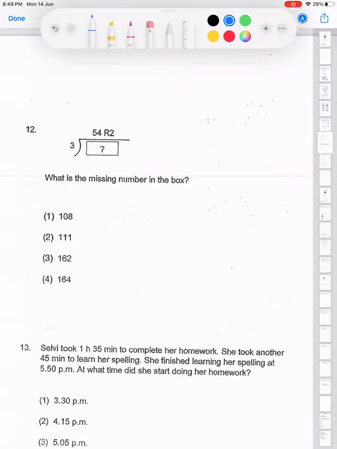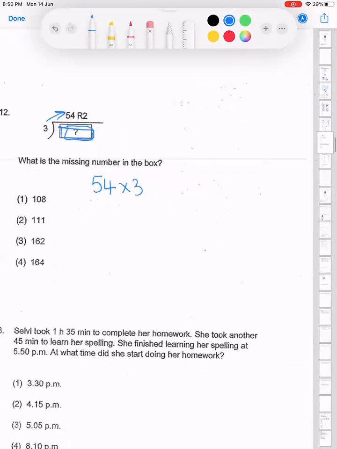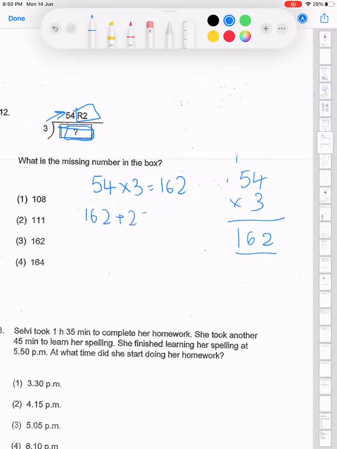Okay. So for this, we know that to get this answer, we need to work backwards, right? So since this is divide, let's multiply. So let's see, 54 times 3 first. Okay, let's write the working. 4 times 3, 12. Bring the 1. Equals 162. And we have a remainder of 2. So 162, you plus the 2, 164. Therefore, you have the answer here. Option 4.